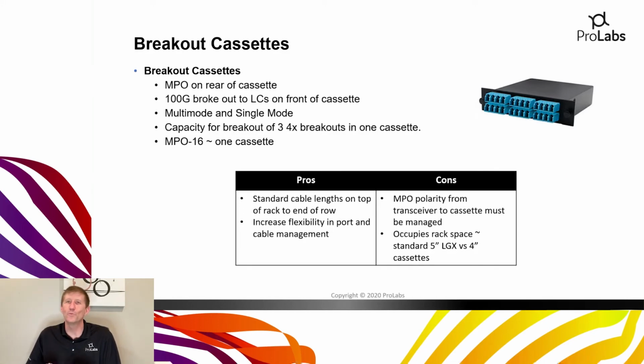Some of the cons. One thing you have to deal with is MPO polarity, and MPO polarity would seem to be straightforward, but most people end up scratching their head, right? Which polarity do I need? Which cables do I need? Do I need crossover? Do I need straight through connectors? And the answer is, it all depends on what you're trying to connect. So that definitely adds to some of the complexities of deploying cassettes. And it does take up rack space, where you're using either a 5-inch LGX footprint or a 4-inch more high density type footprint. So it does take up rack space in your deployment.